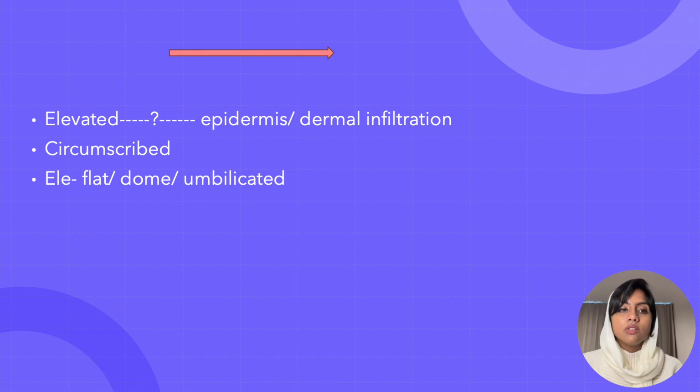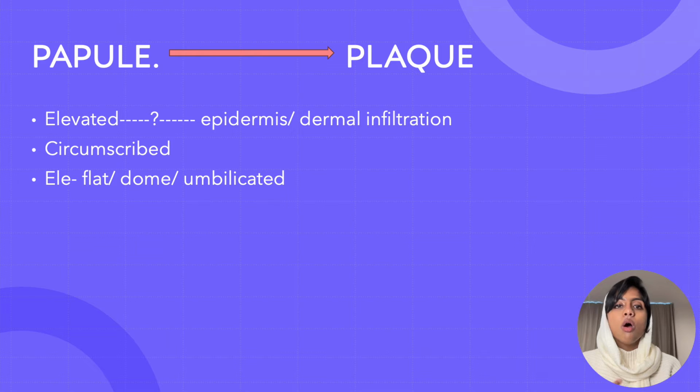So let's try and define. So these are elevated. Is the elevation from the epidermis or dermis? It can be both. We never know. Sometimes it's more clear. Sometimes it's not. It's very circumscribed. Yes. And are the elevations the same in nature? No. Some are umbilicated as we saw in the first picture. Some are dome shaped or flat shaped. So this is nothing but a papule or a plaque.